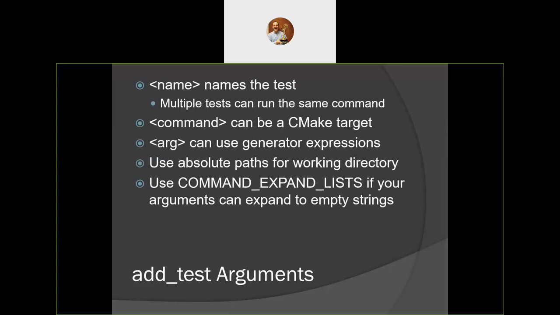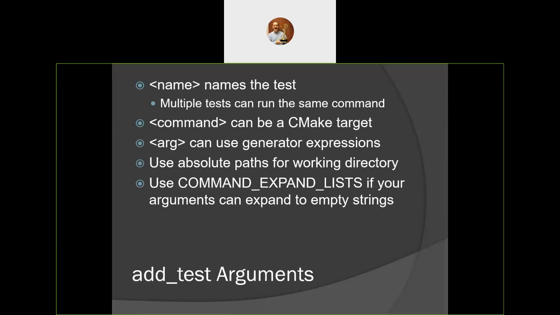As I said, the command can be a CMake target, and you don't have to have a one-to-one correspondence between the test name and the command. So, for instance, you can run the same executable with differing arguments as different test cases that are added. Just because you have multiple tests doesn't mean that they all have to run different executables. They don't even have to run different commands, although it would be silly to have two different test cases that run the same command.